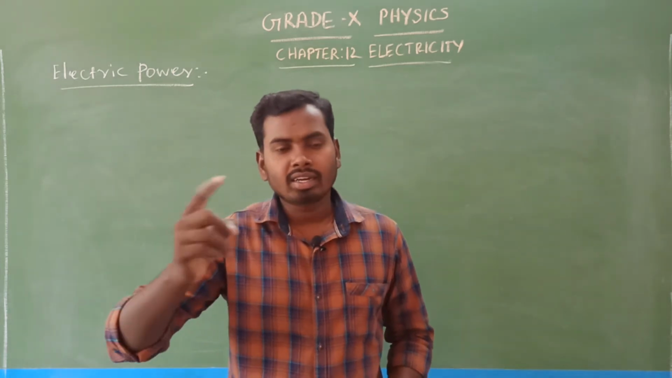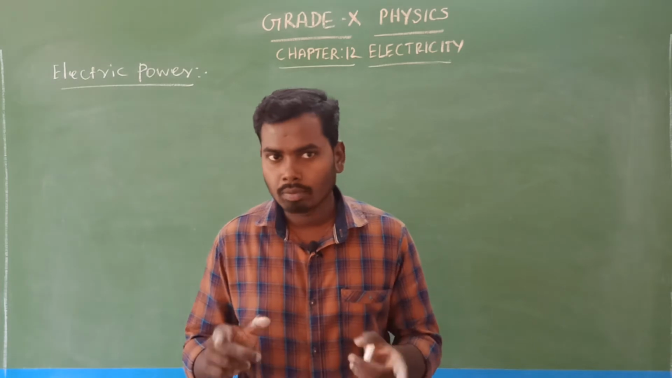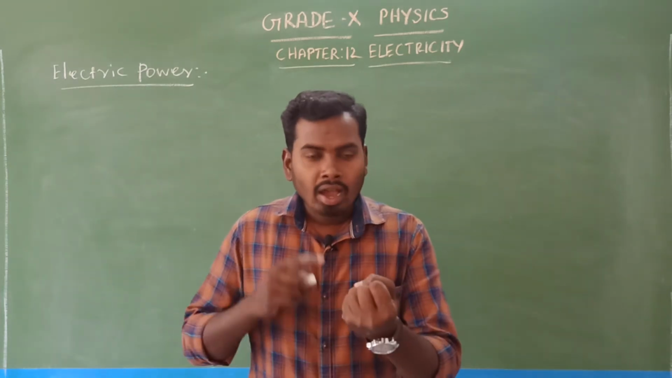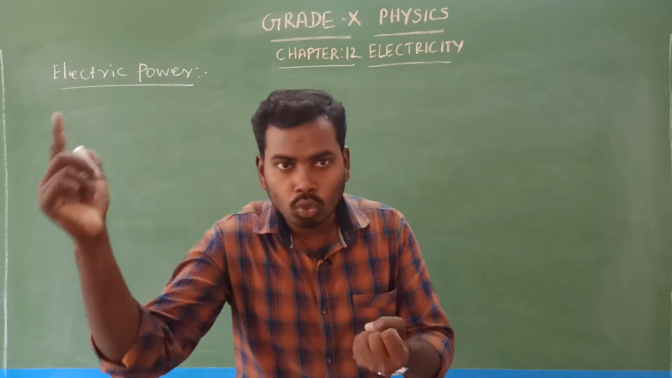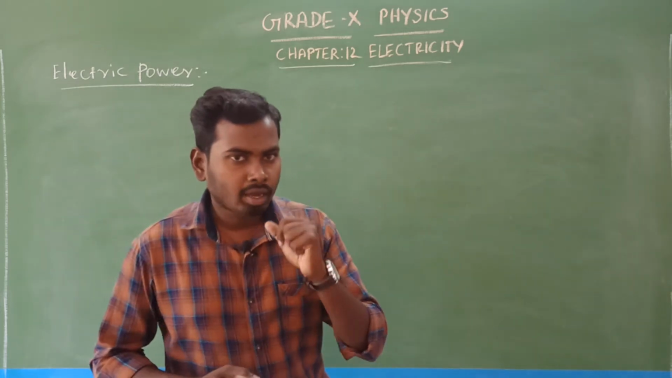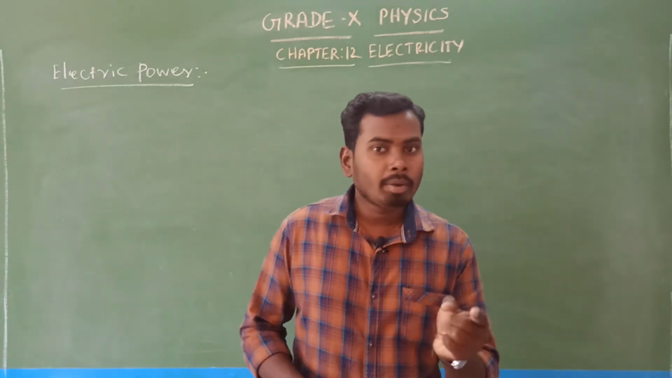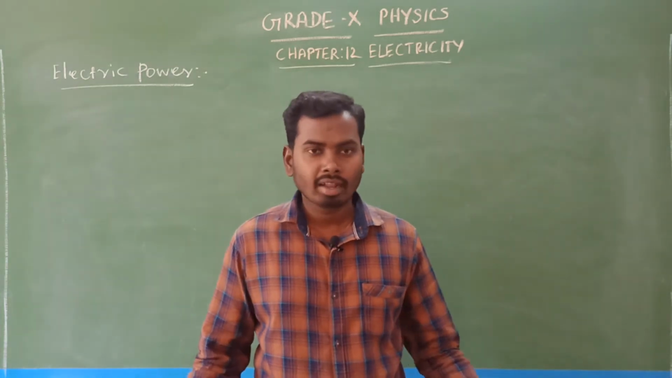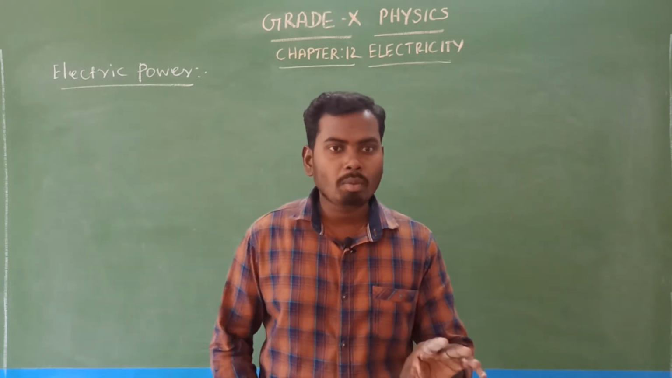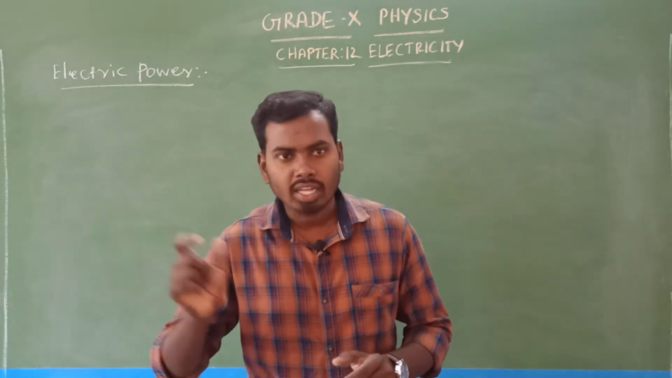So all electrical appliances are functioning because of only the electrical energy. Am I right or wrong? Yes. So all electrical appliances consume the electrical energy and convert this electrical energy into other forms of energy. What is that? Other forms of energy. Because according to the law of conservation of energy, energy can neither be created nor destroyed, but we can convert one form of energy into another form of energy.